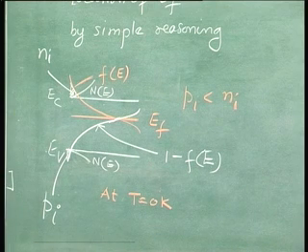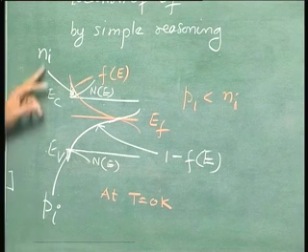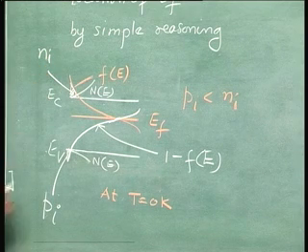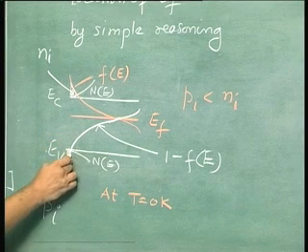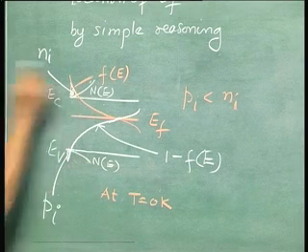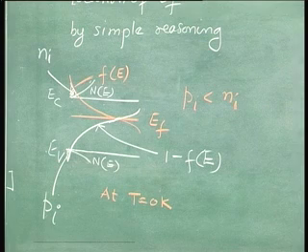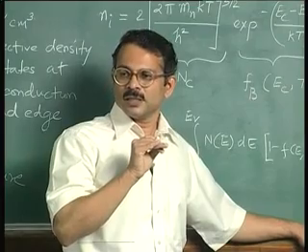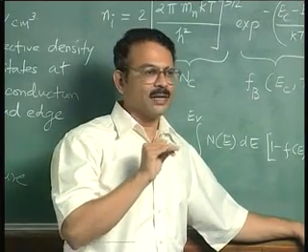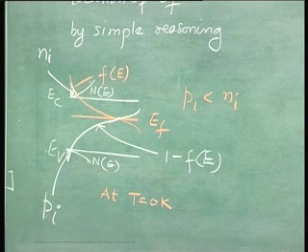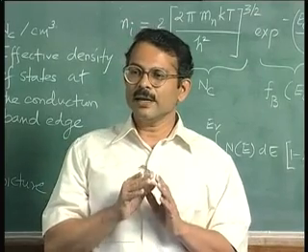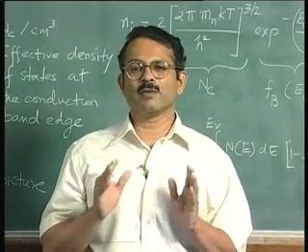From this diagram it is very clear that I will get Pi equal to Ni if Ef is exactly in the middle of the energy gap, provided the constants in the parabolic functions were the same. They are slightly different because the effective masses of electrons and holes are slightly different. So from here we can see that Ef will be very close to the middle of the energy gap for T greater than 0, in order that Ni remain equal to Pi.